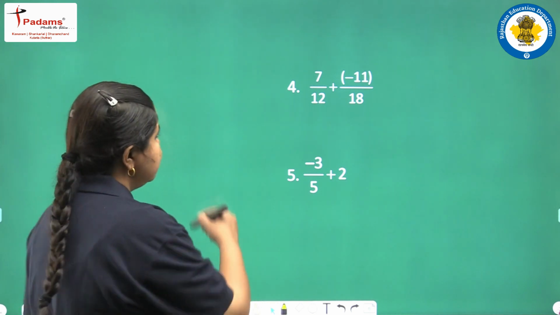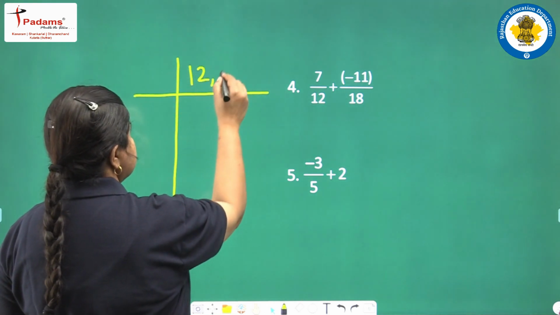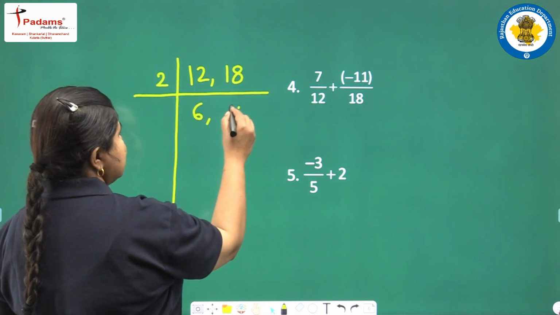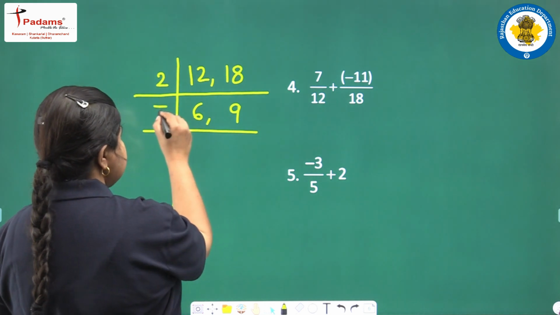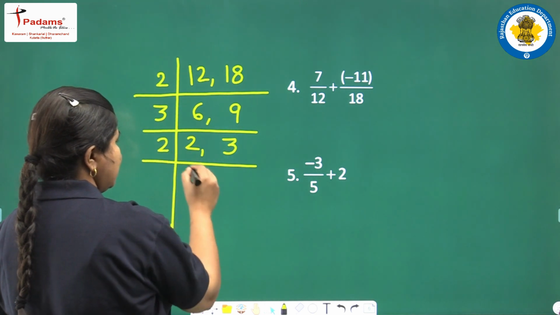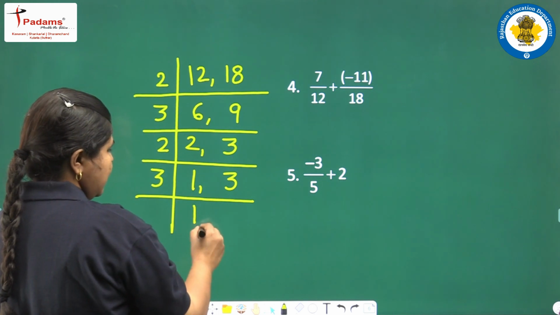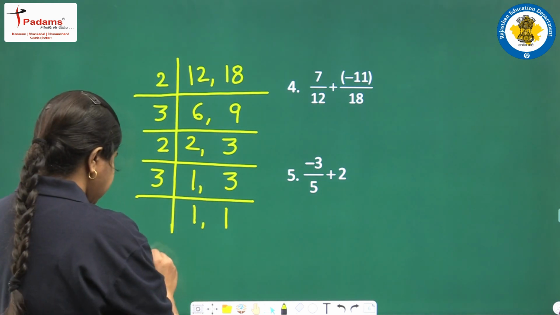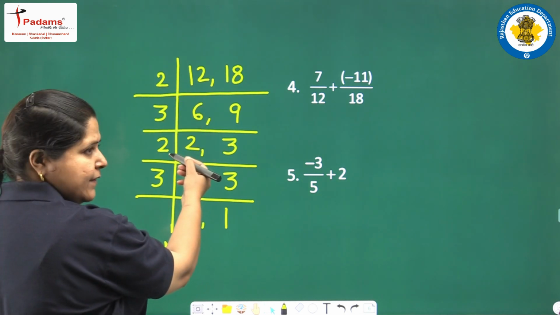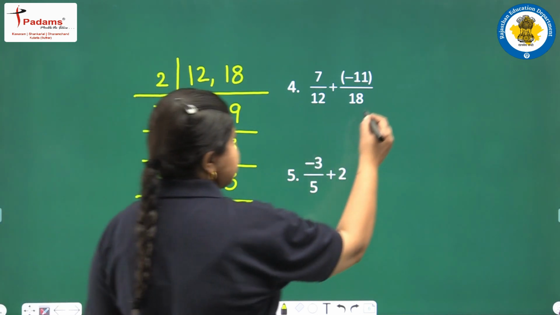In such a case we will find the LCM by division method. We write 12 and 18. Start with 2. 2 6s are 12. 2 9s are 18. 3 2s are 6. 3 3s are 9. 2 1s are 2. 3 will remain as it is. Then 3 1s are 3. So we get the LCM to be 2 3s are 6. 6 2s are 12. 12 3s are 36. This is the LCM.